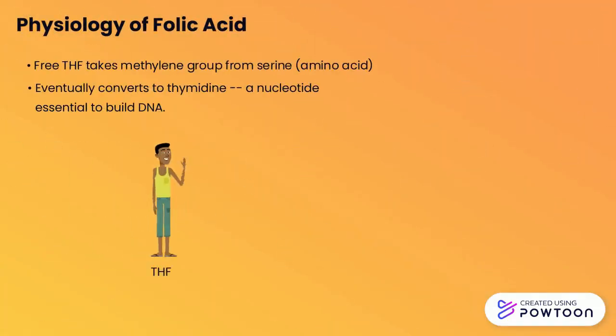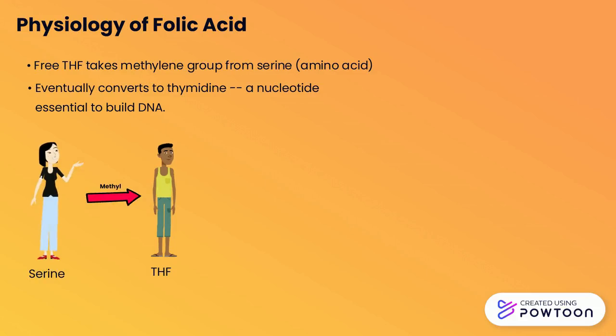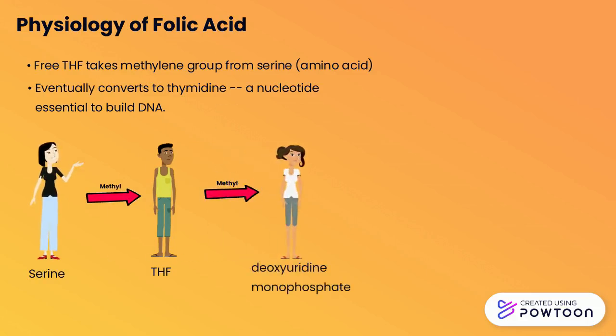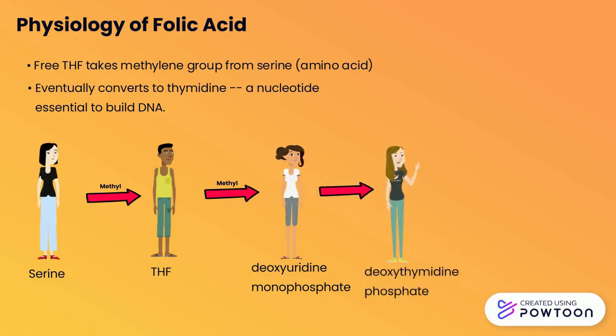Remember the THF that completed that huge responsibility of holding that methyl group? Well, now it's taking a methylene group from serine, which is an amino acid, and that methyl is promptly given to deoxyuridine monophosphate, which then converts it to deoxythymidine phosphate, which then finally becomes thymidine, which is a nucleotide essential to build DNA.